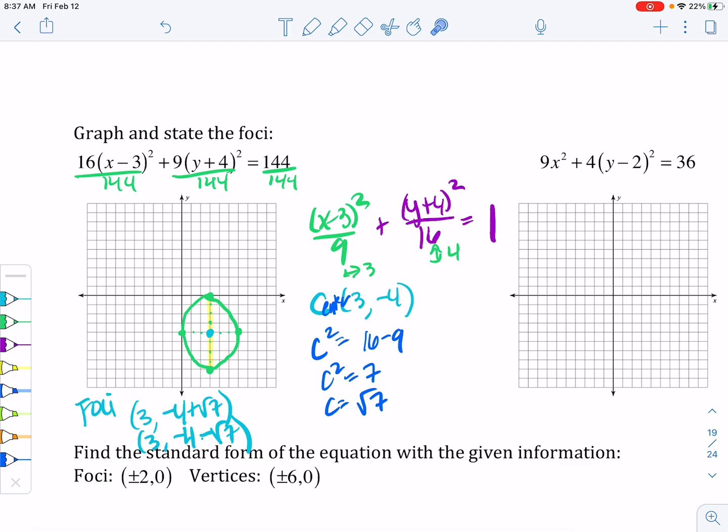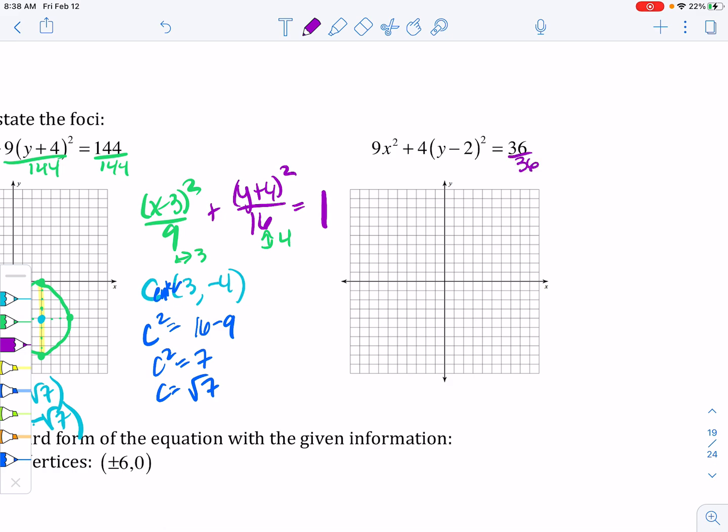Now, you would have to divide by 36 on this one. We're not going to do the whole thing on this one. Okay, so 9/36 would give you 1/4, and 4/36 would give you 1/9. So I just want to make sure you remember that the center would be 0, 2. Because we're not going left or right at all. And then here we're going the opposite direction, which is 2.